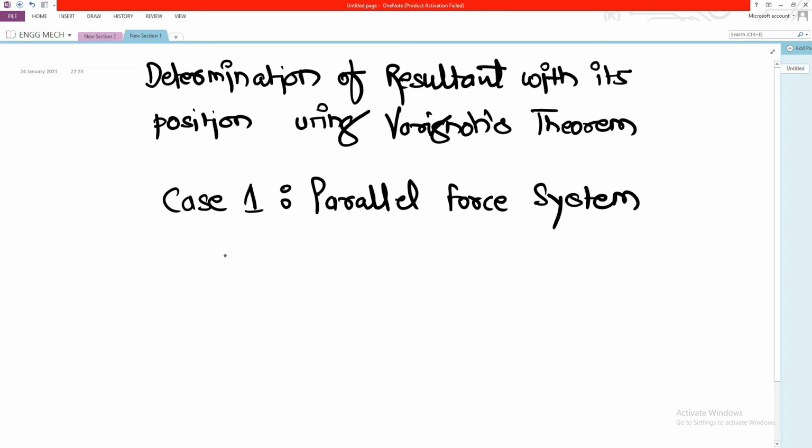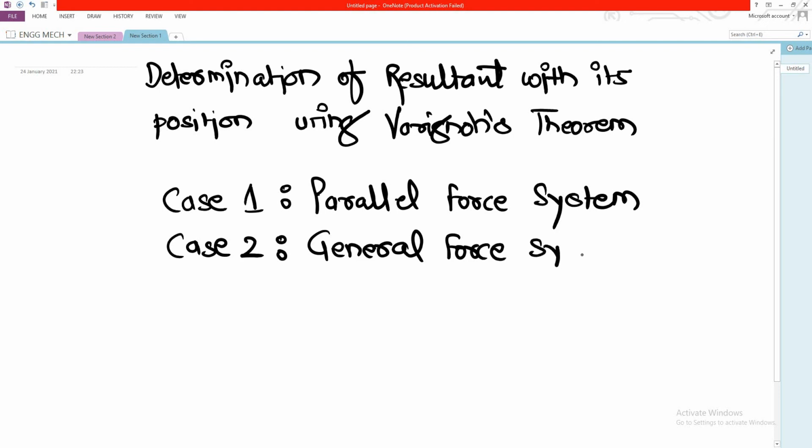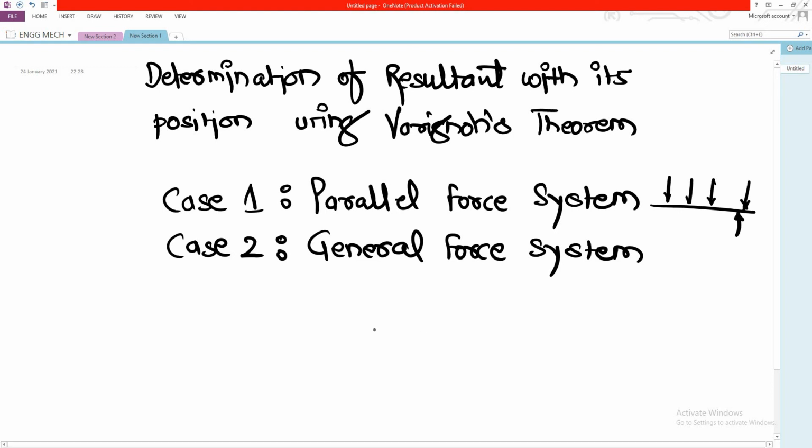And the second case of force system that we may come across while solving problems by using Varignon's theorem is the general force system. Note the difference between general force system and parallel force system: in a parallel force system, all the forces, for example, let's say a beam is given, then all the forces will be vertical. That is, all the forces will be parallel to each other. And when we are talking about a general force system, then a beam may be given and some vertical forces might be there, then some inclined forces may be there.